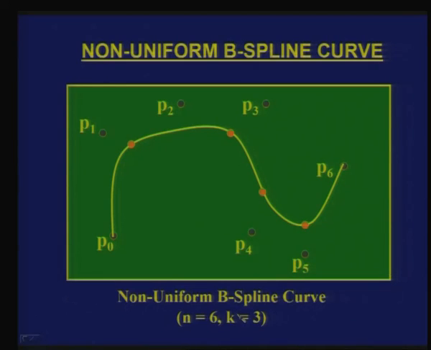Now, let us look at this maybe through an example. I have put down a curve here. What you see here is n is equal to 6, which means 0 to 6. I have 7 control points which are shown here as P0, P1, P2, P3, P4, P5 and P6.